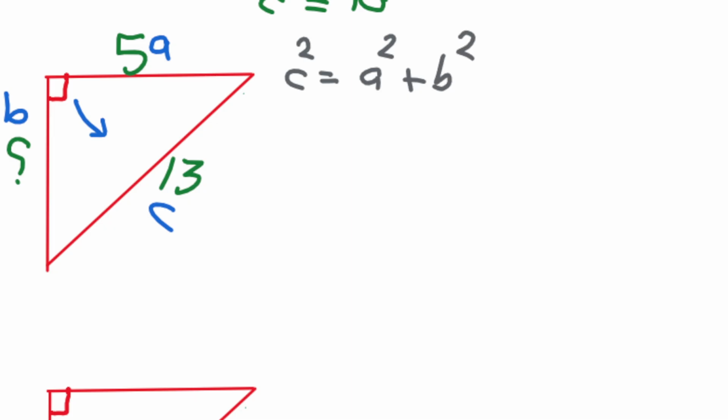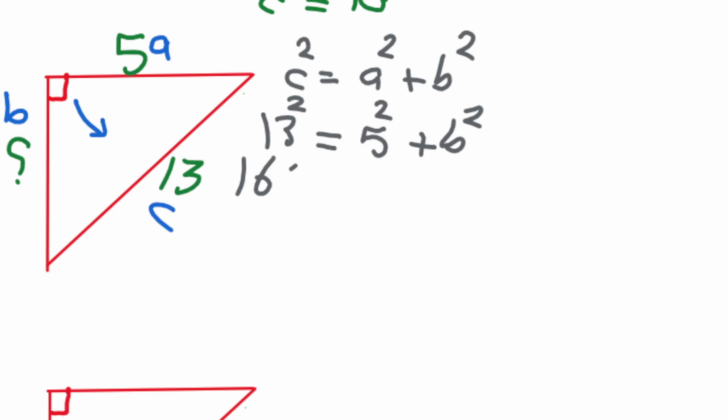Now, what we are looking for is B, right? So let's write the values. C squared is equal to A squared, which is 5 squared, plus B squared, which we don't know. Now, 13 squared is 13 times 13, which is 169, equal to 5 squared, which is 25, plus B squared, which we are looking for.